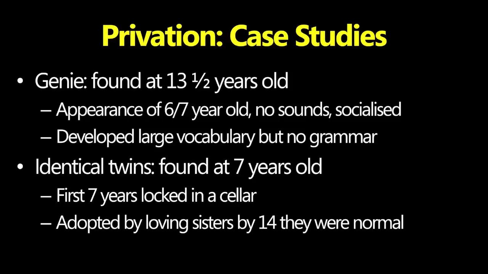Another study studied identical twins that had spent most of their first 7 years of their lives locked in a cellar. They had been badly treated and often beaten. They were barely able to talk and relied mainly on gestures rather than speech. The twins were fostered at age 9 by a pair of loving sisters, and by the time they were 14, their behaviour was essentially normal. By the age of 20, they were above average intelligence and had excellent relationships. So that's a nice story. Good outcome.